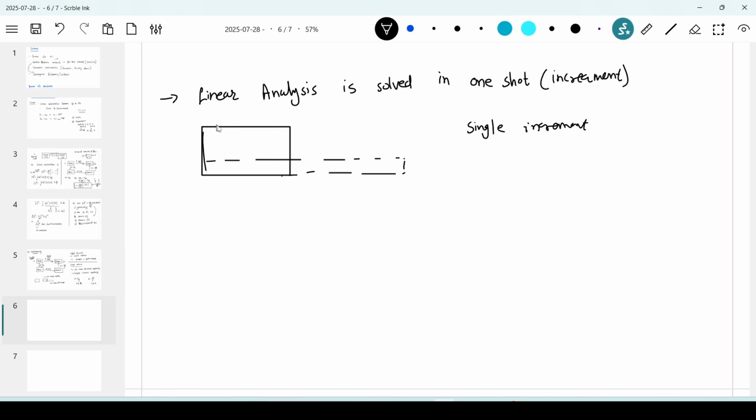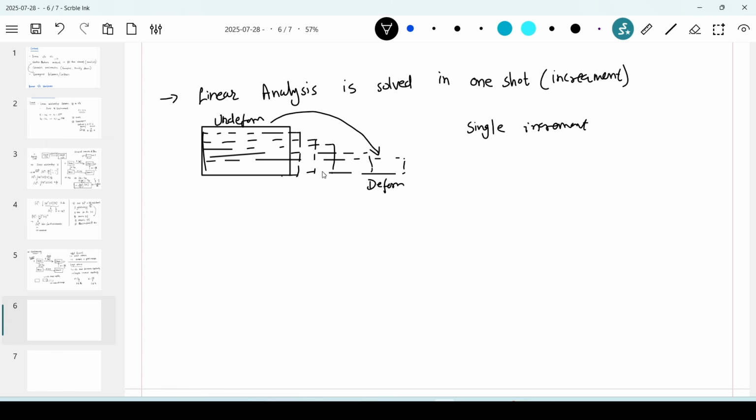But actually to go from here, undeformed, to here, deformed, there is no step by step event happening, you know that it will go something like this. So in linear analysis, we are directly jumping from undeformed to deformed position. We solve it in a single increment.